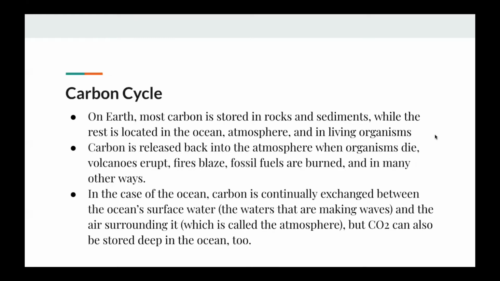So on Earth, most of the carbon is stored in rocks and sediments. And so places where carbon is stored are known as carbon sinks. So rocks and sediments of the Earth are carbon sinks, while the rest is located in the ocean, atmosphere, and living organisms. Carbon is released back into the atmosphere when organisms die, volcanoes erupt, fires blaze, fossil fuels are burned, and in many other ways.